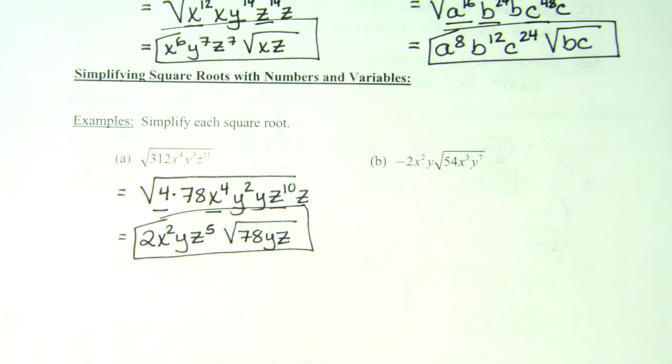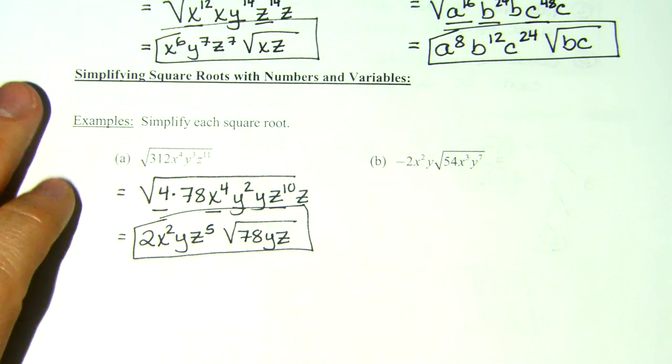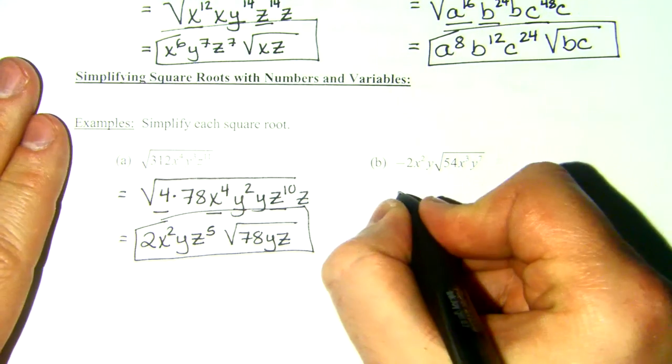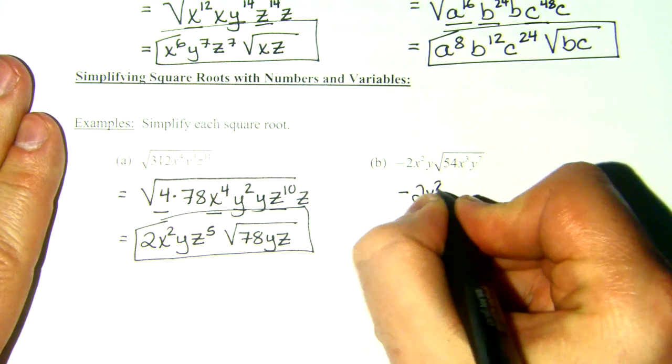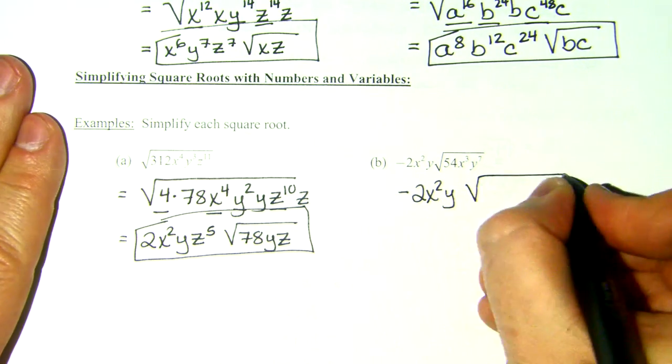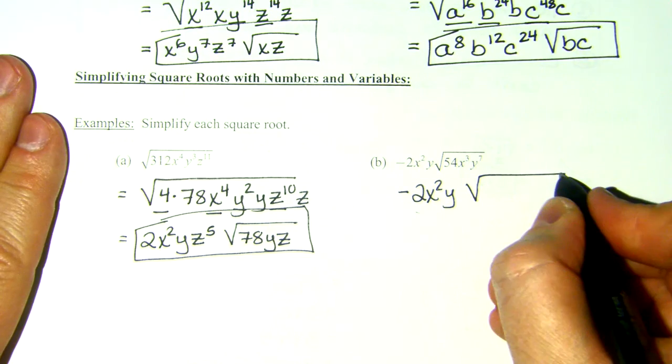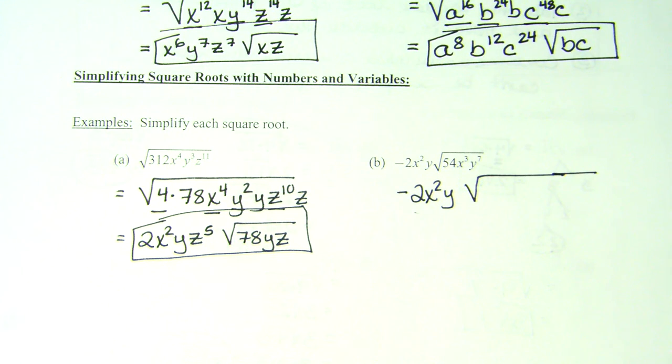Letter B, there's already some stuff out front before the root. Whatever, we're just going to leave it. And as we move things out, we'll just multiply this stuff by the additional things I move out. See how far you can get in letter B. See if you can finish that one.